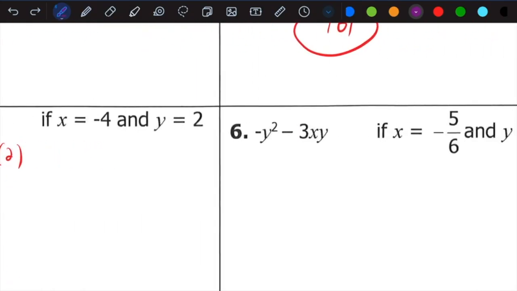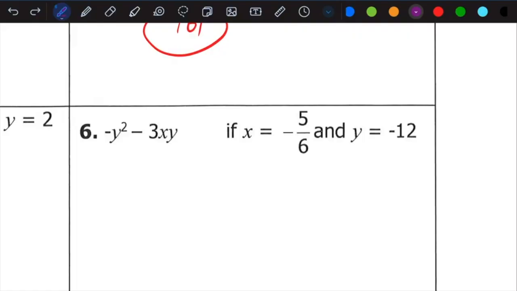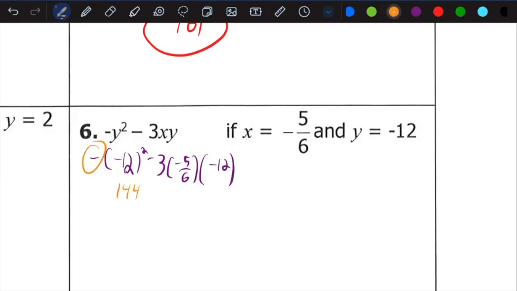6, -y squared minus 3xy again, but the numbers are different, including one fraction. So negative of -12 being squared minus 3 times negative 5 over 6 times negative 12. So negative 12 being squared is positive 144, but this negative out here tells us to make it negative now.